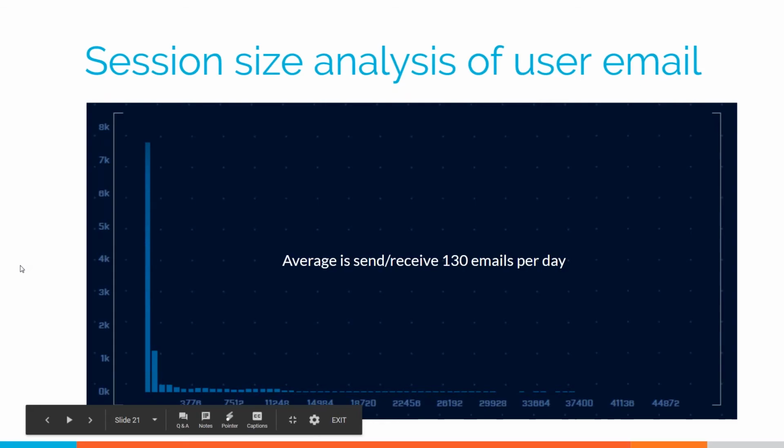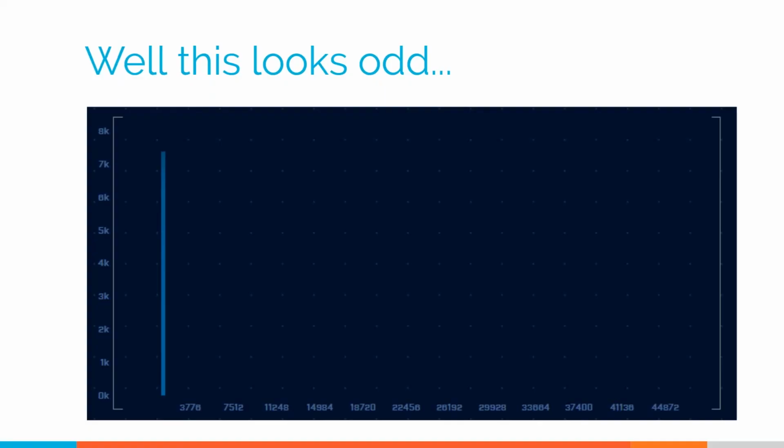Okay, now let's compare that to this. What's odd here? Well, we only have our calling home, "Hey, is there any email for me?" Now, again, this could be that hermit user.